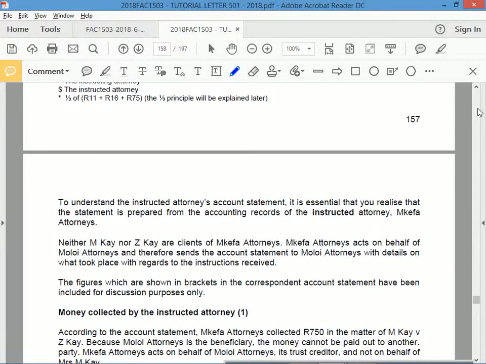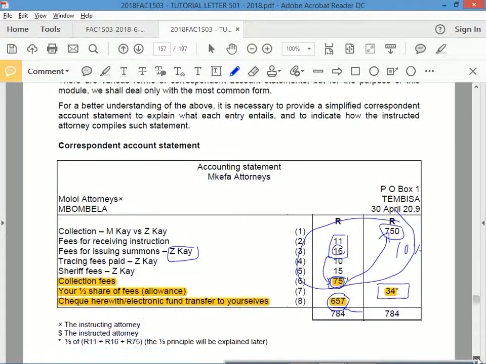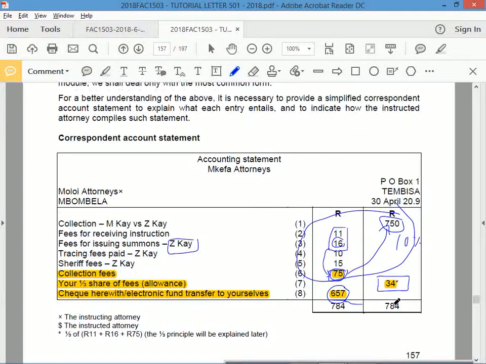If we're looking at this, 34 is the share of the fees that you would have. Then there was a portion of the total. The total was the 102. The 102 was 16 plus 75 plus 11, which gives you 102. So it's those two added together.